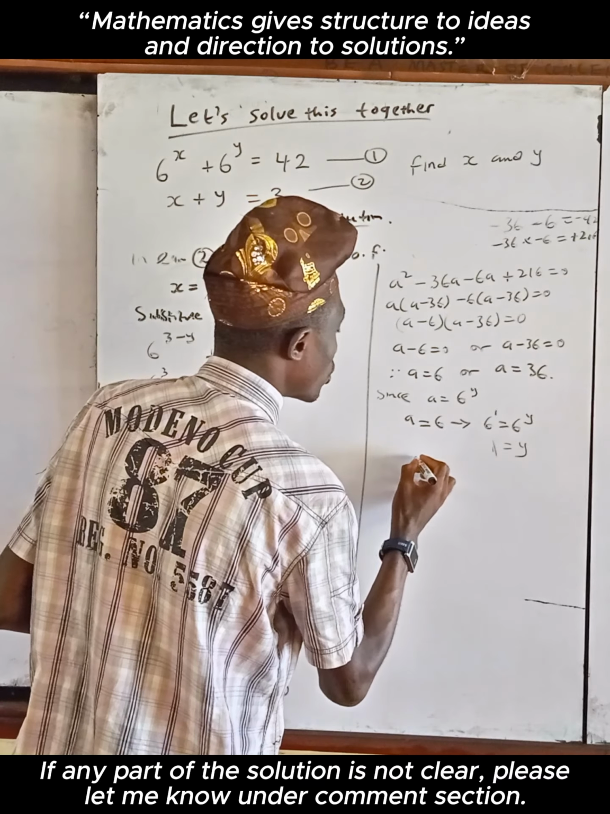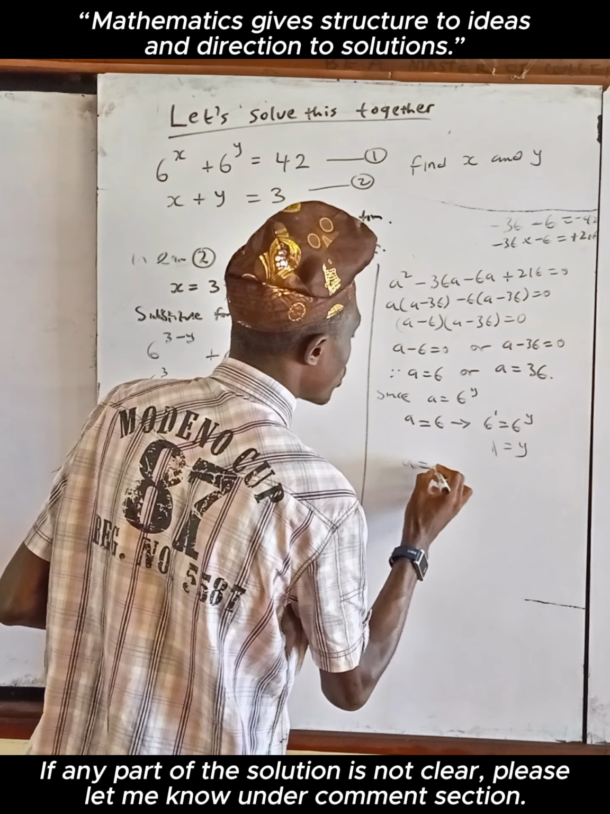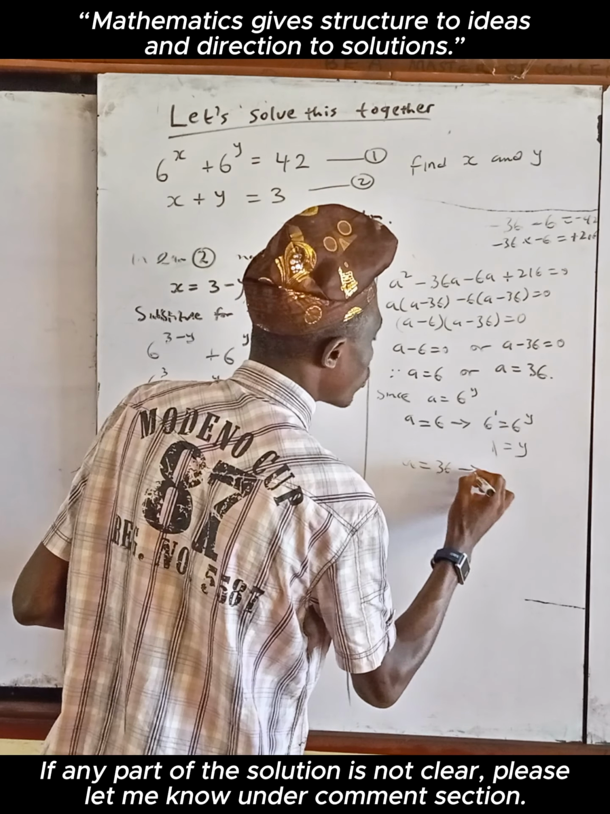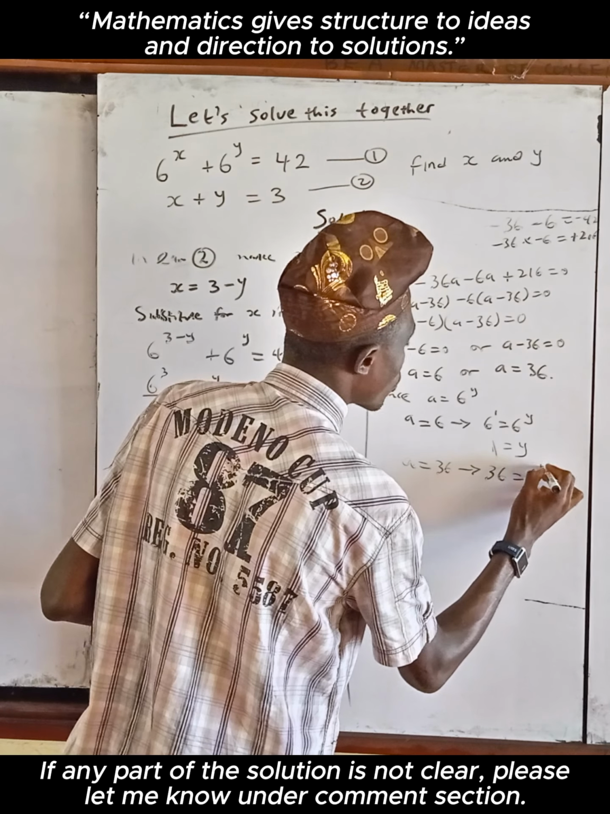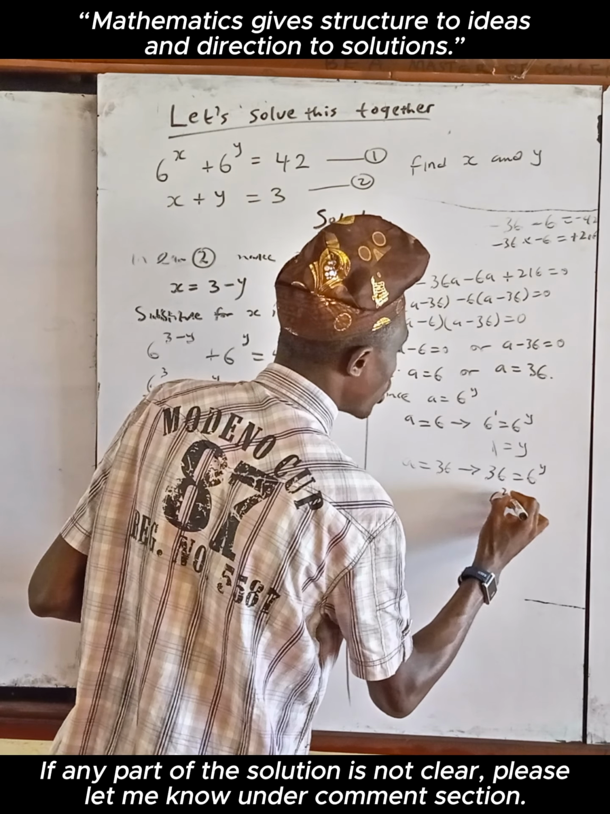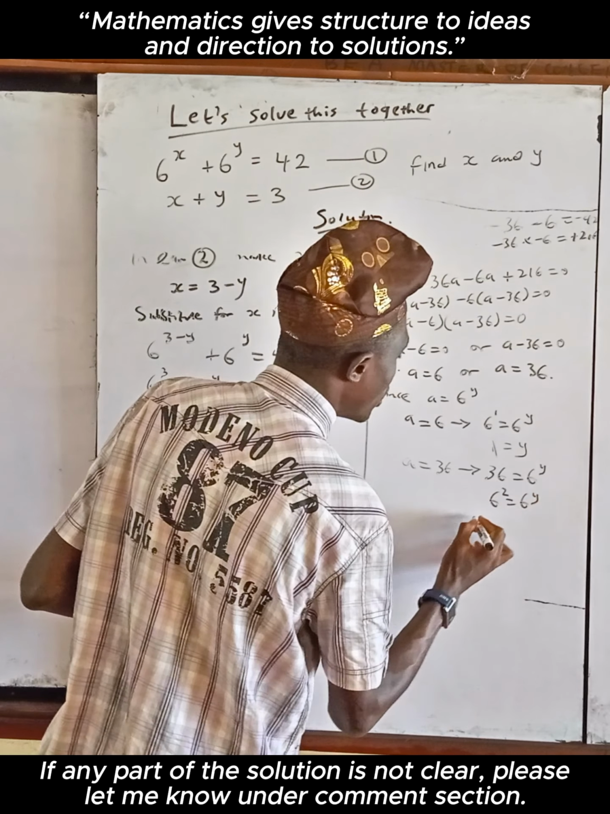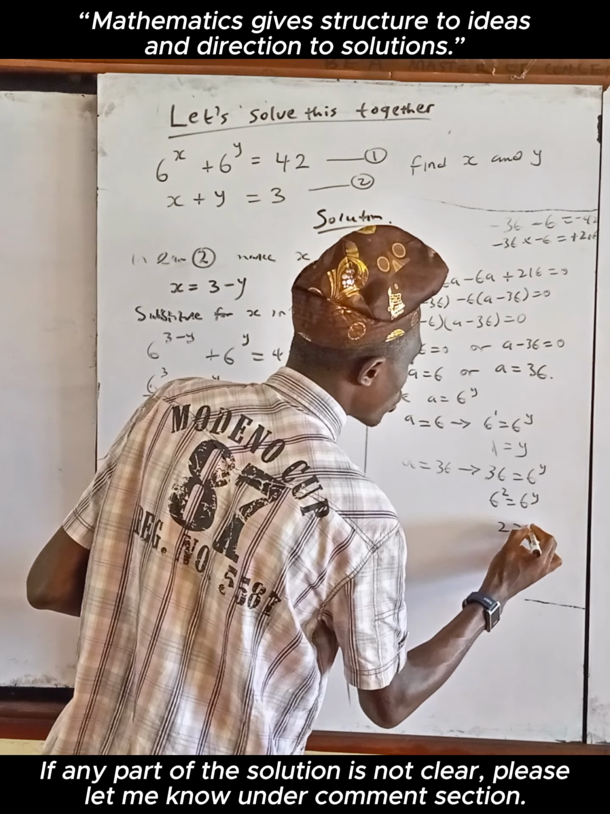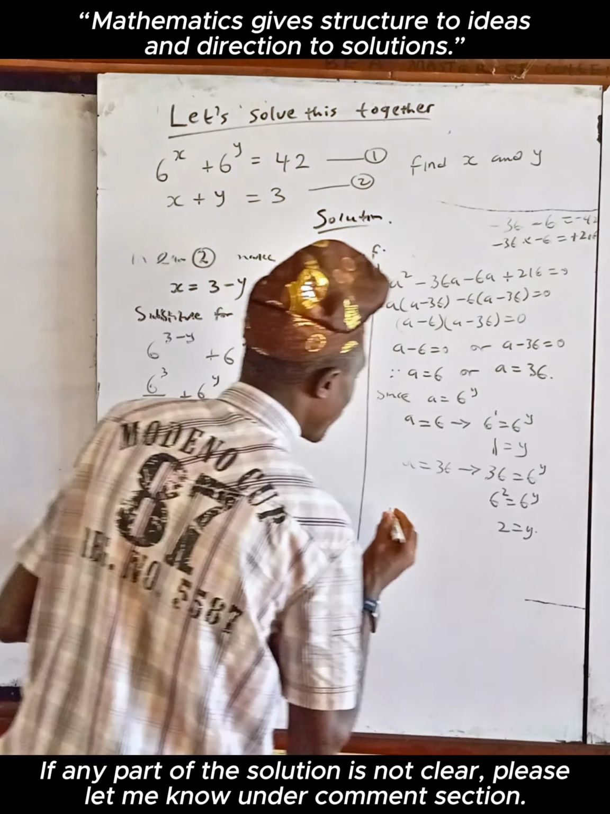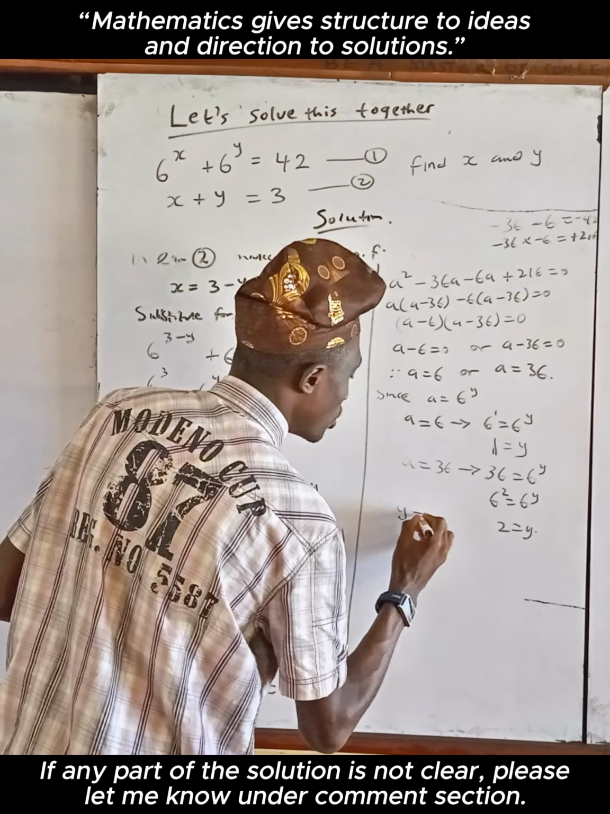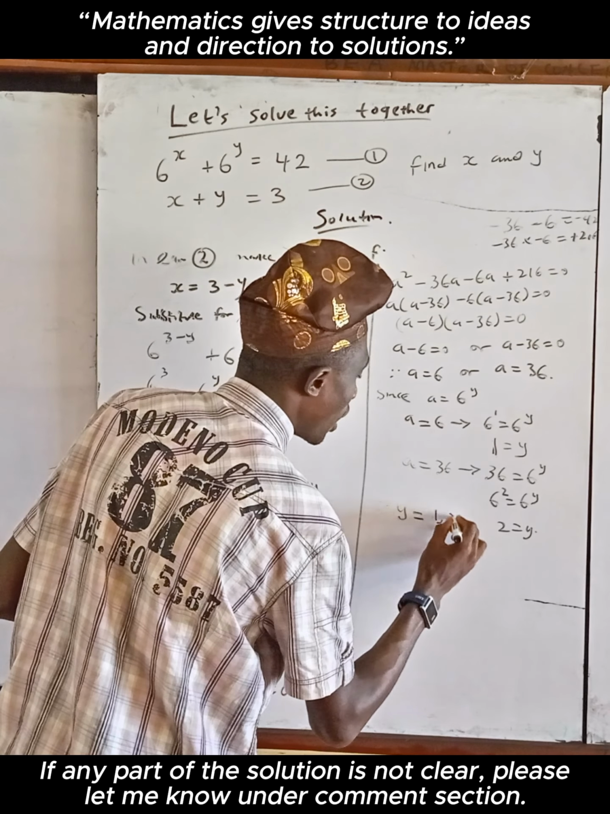Let's check the second one. When a is equal to 36, what are we going to have? That is 36 is equal to 6 raised to power y. So we have 6 squared is equal to 6 raised to power y, which simply means 2 is equal to y. So that means we have 2 values for y. Therefore, our y is equal to 1 and 2.